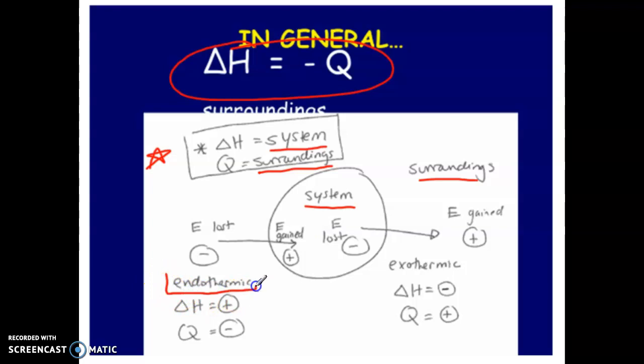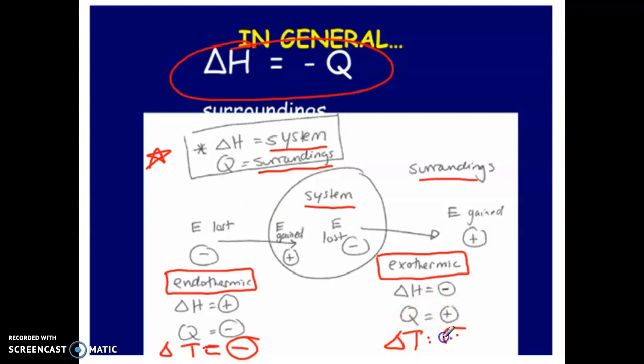Overall, for an endothermic reaction, the Q value should be negative. The surroundings are getting cooler, so the change in temperature would be negative as well. The delta H is positive. If you have an exothermic process, the Q is positive, which means delta T is positive, which means the surroundings are getting warmer. This should make sense. The delta H is negative.